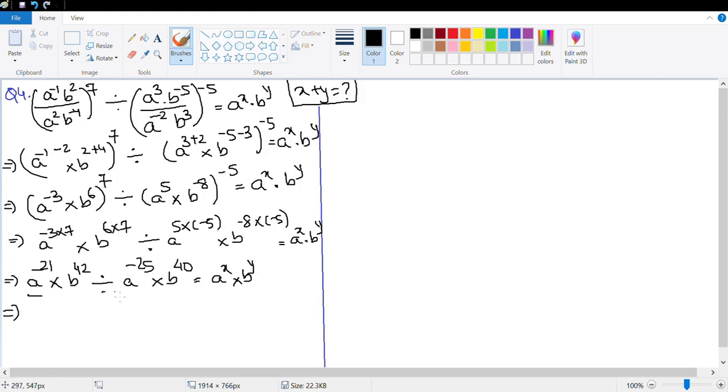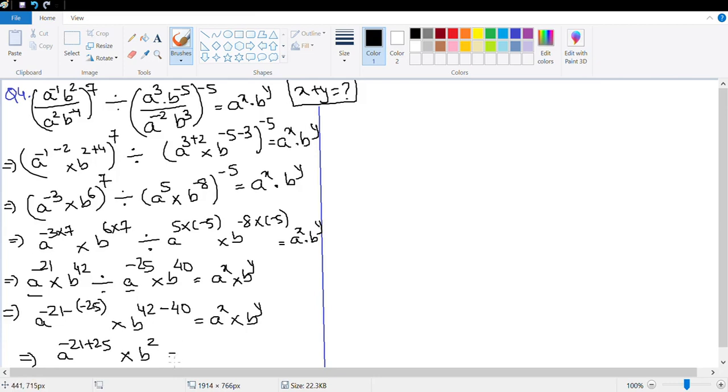So this is a and a common with a division sign, which means I will subtract the powers. So a to the power negative 21 minus of negative 25 multiplied with b to the power 42 minus 40 is equal to a to the power x multiplied with b to the power y. This is a to the power negative 21 plus 25 multiplied with b to the power 2. This is a to the power 4 multiplied with b square, equal to a to the power x multiplied with b to the power y.